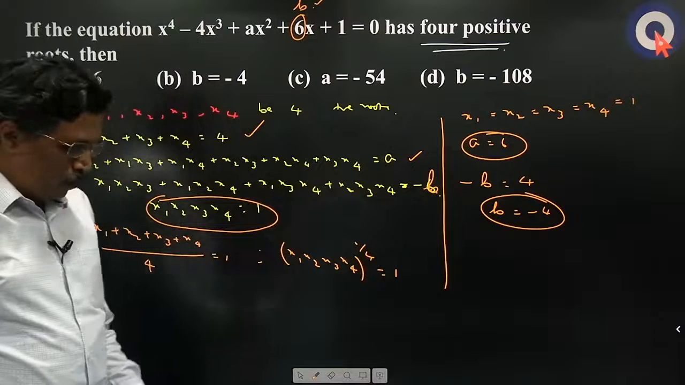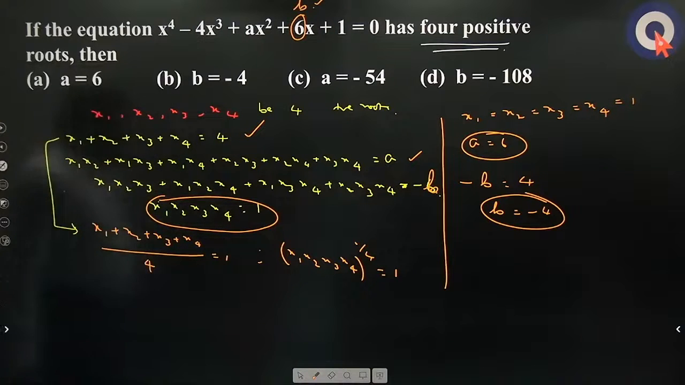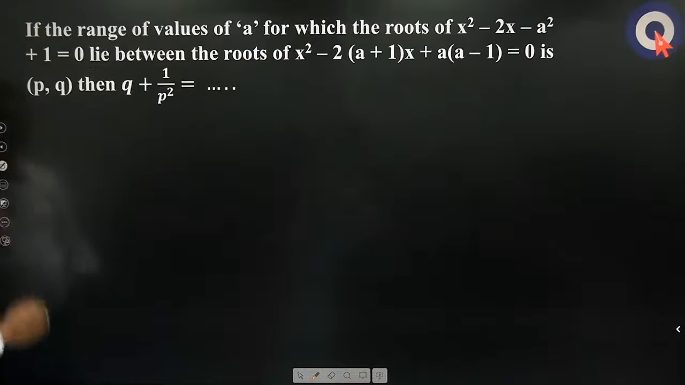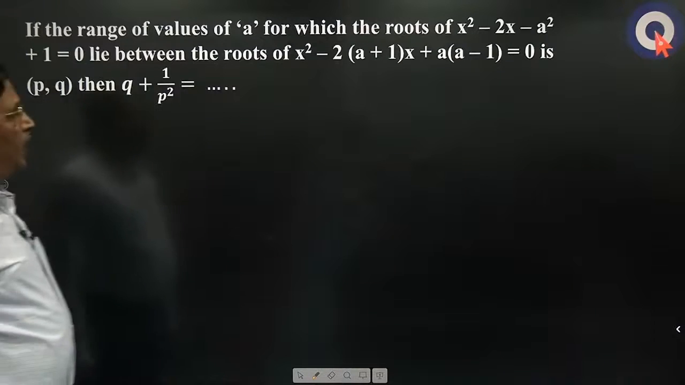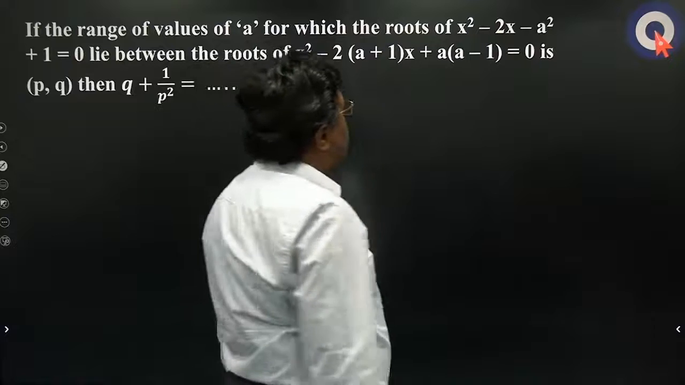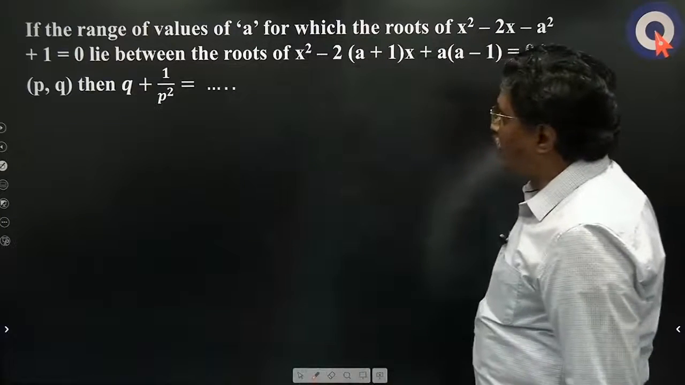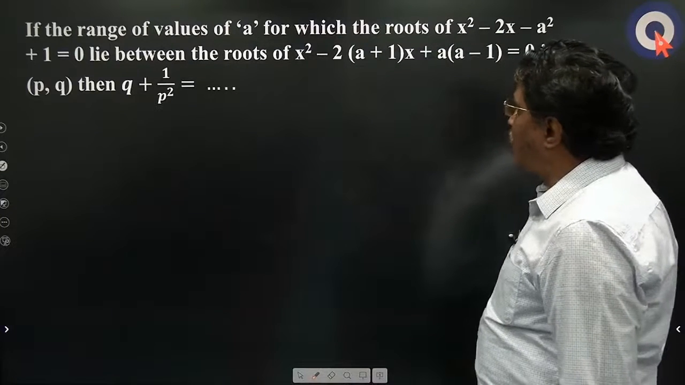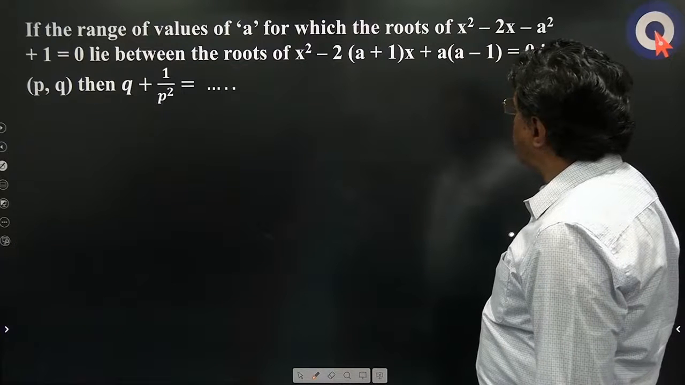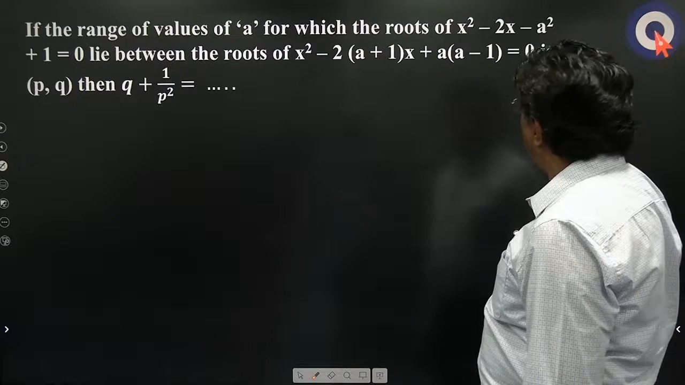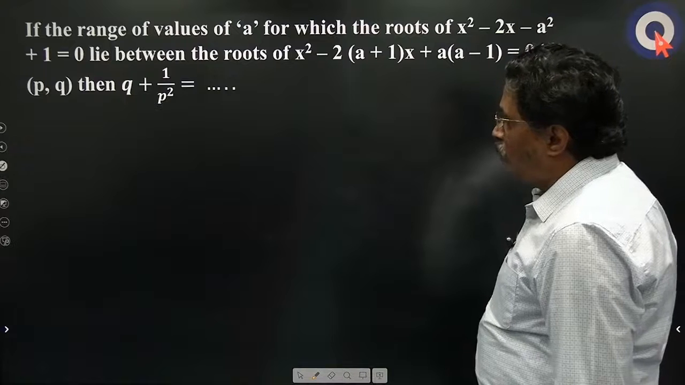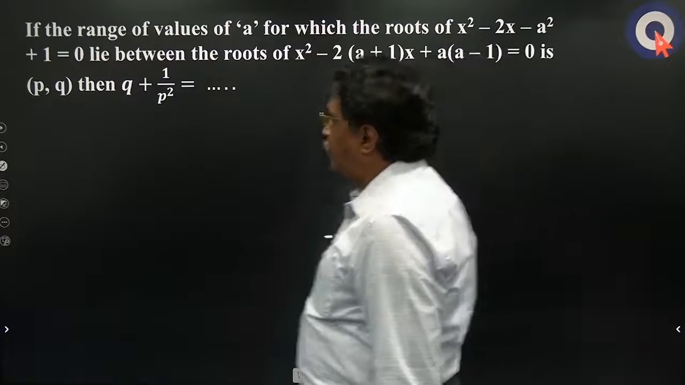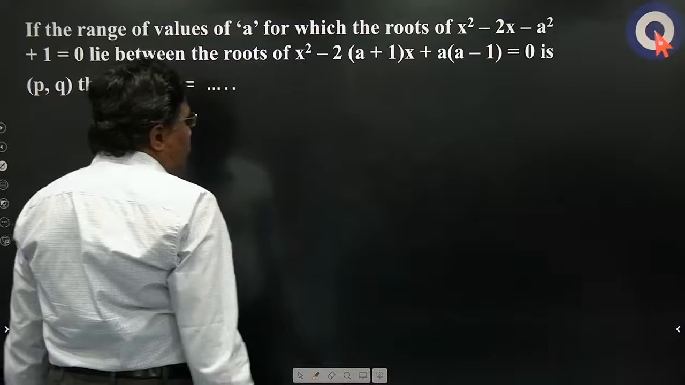Let us go to the next problem. If the range of values of a for which the roots of x square minus 2x minus a square plus 1 is equal to 0 lie between the roots of x square minus 2 into a plus 1 into x plus a into a minus 1 is equal to 0 is p comma q, then q plus 1 by p square.